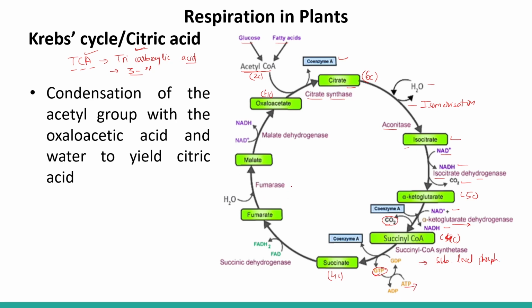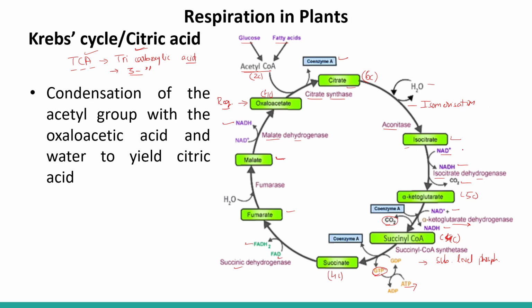Now succinate is further converted into fumarate and FAD is converted into FADH2. The enzyme involved is succinic dehydrogenase. Fumarate is then converted into malate and malate is finally converted into oxaloacetate. So there is regeneration of oxaloacetate and again NADH is produced. This is the end of the Krebs cycle.